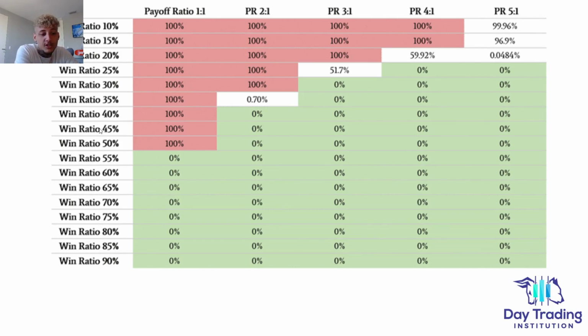Now, when it comes to swing traders, they are the ones who have the lower win rate, typically anywhere between 30 to 50%. I haven't really met too many traders that have a win ratio of 10 to 20%.